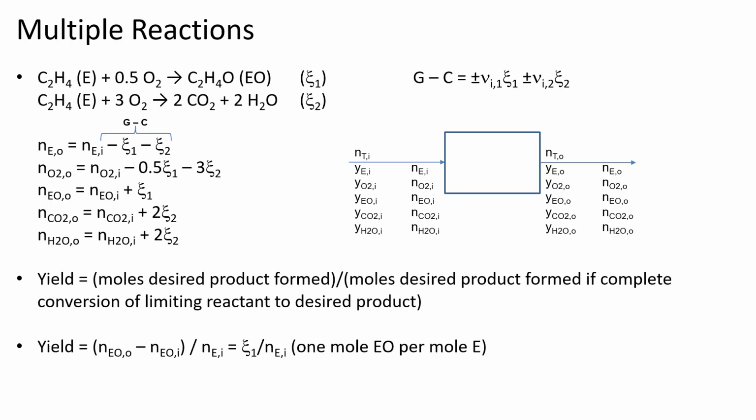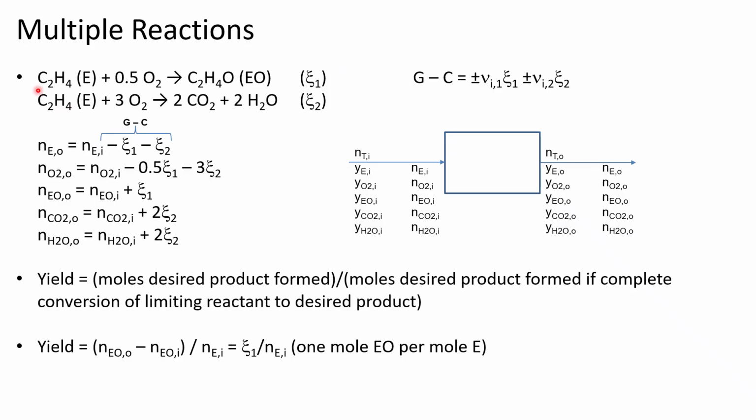In this lecture, we'll solve mass balances for reactors in which multiple reactions occur. Here's an example of two reactions that might occur in a reactor.